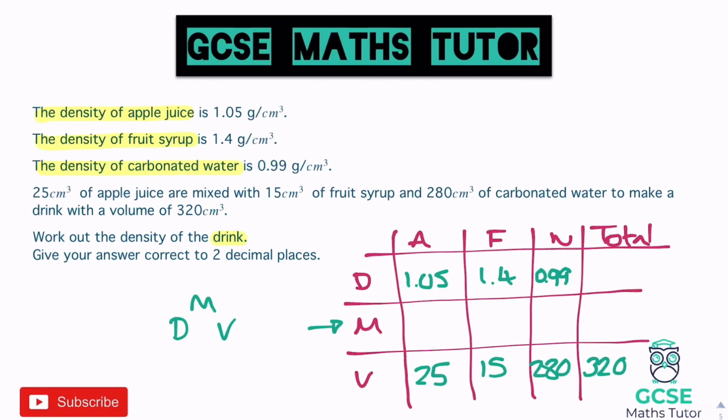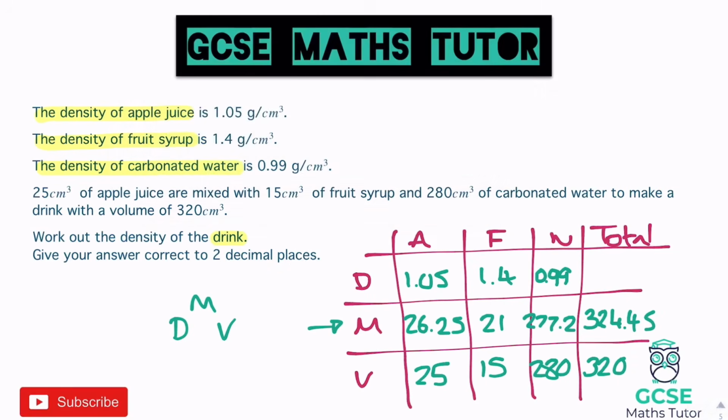So the first one, I'm doing 25 times 1.05, and that's 26.25. So we'll stick that in there, 26.25. The 15 is going to be times by the 1.4, so that's 21. And the 280 is going to be times by the 0.99, and that gives me 277.2. There we go, you can just about fit that in. So we can add those all together to get our total mass. So we've got 277.2 plus the 21 plus the 26.25, and that adds together to make 324.45. There we go, and there's our total mass.